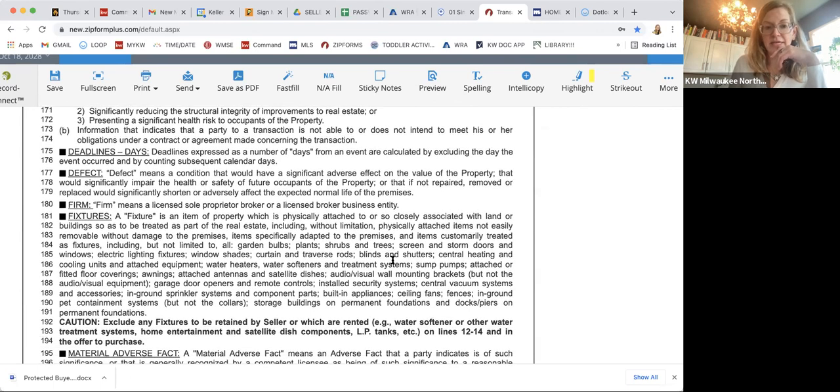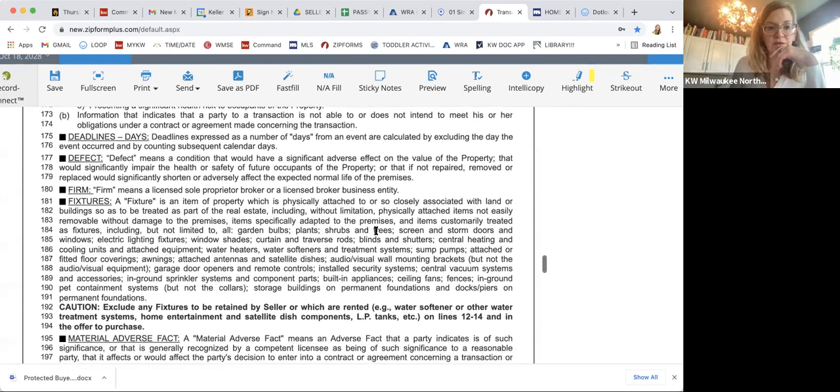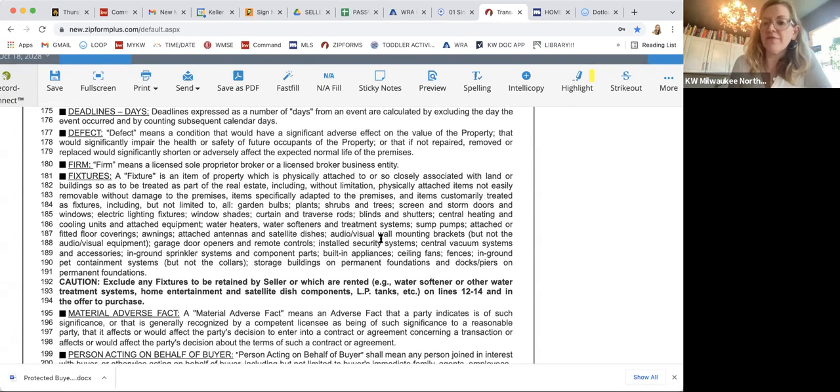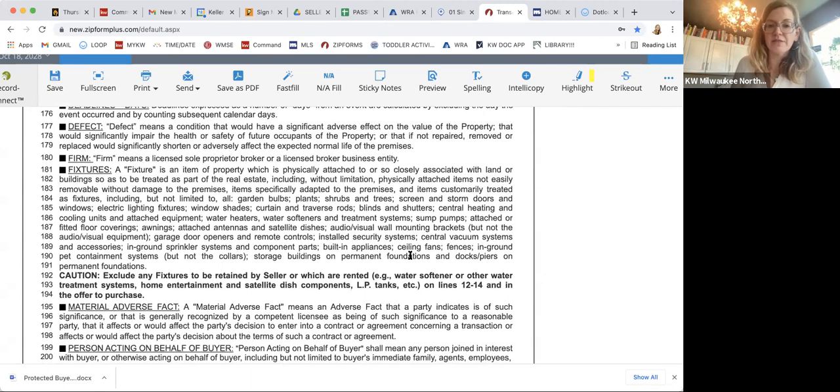Deadlines and days. Deadlines expressed as a number of days from an event are calculated by excluding the day the event occurred and by counting subsequent calendar days. So if a transaction got accepted on Monday the 18th, then day 1 is Tuesday the 19th, and so forth. A defect. Defect means a condition that would have a significant adverse effect on the value of the property, that would significantly impair the health or safety of future occupants of the property, or that if not repaired, removed, or replaced would significantly shorten or adversely affect the expected normal life of the premises.